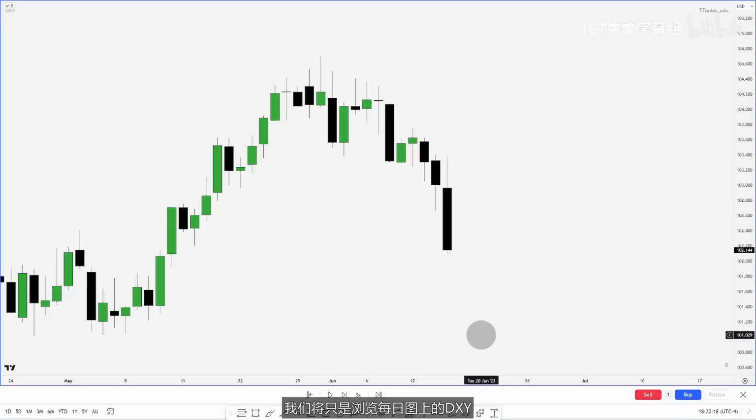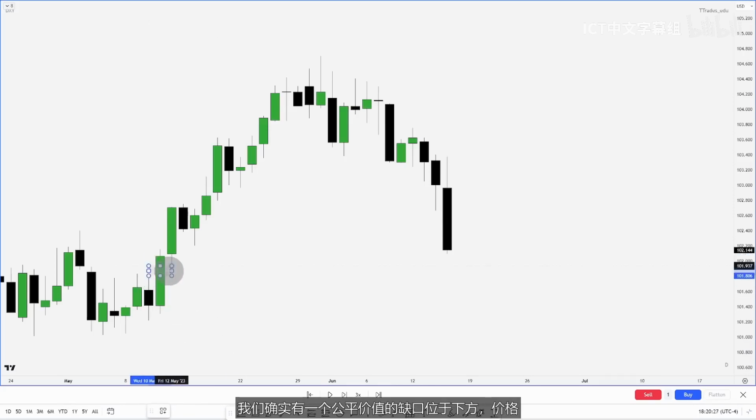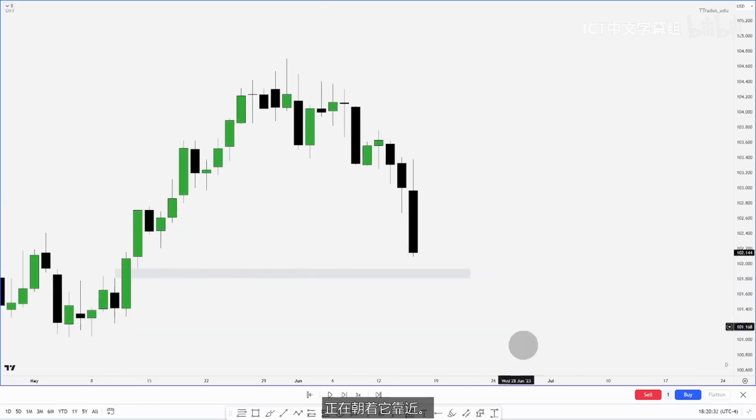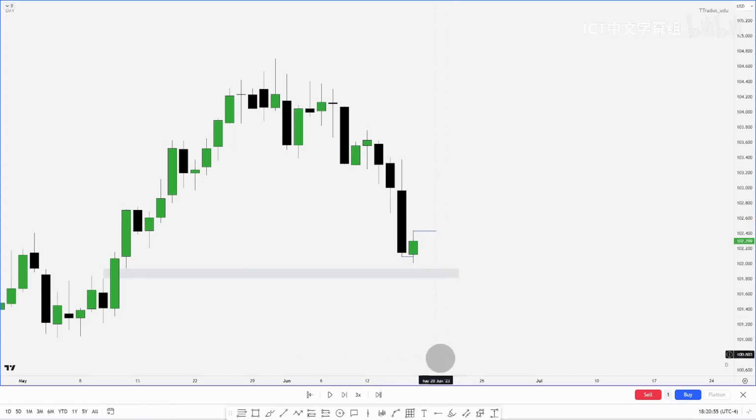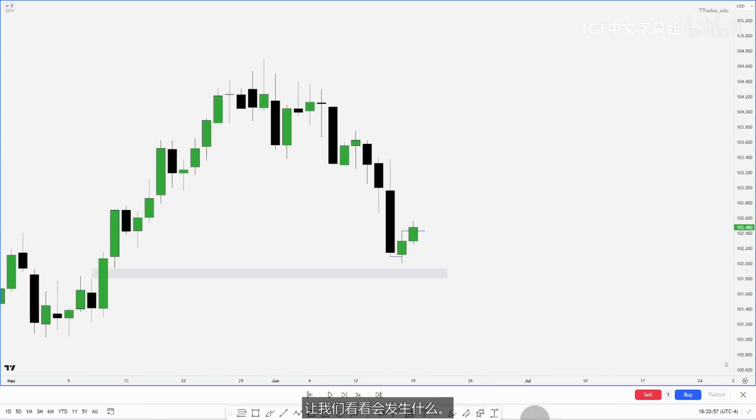For this next example, we are just going to be walking through DXY on the daily chart and applying what we have just learned. If you notice right here, we do have a fair value gap resting below, and price is drawing towards it. So let's see what happens. If you notice right here, what do we get? Let's take a look at our previous day low. We cannot displace below previous day low, which leads me to believe that we should reach for previous day high. Marking out previous day high, let's see what happens.